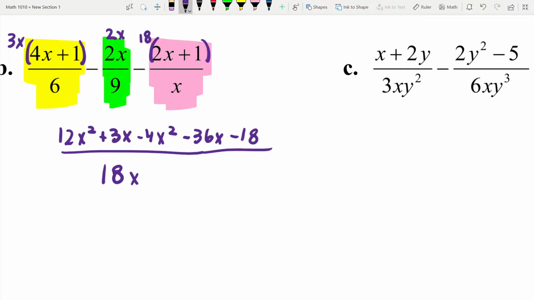Okay, on the top, 12x squared minus 4x squared is 8x to the second. A positive 3x and a negative 36x is a negative 33x minus 18 all over 18x, and you're done.